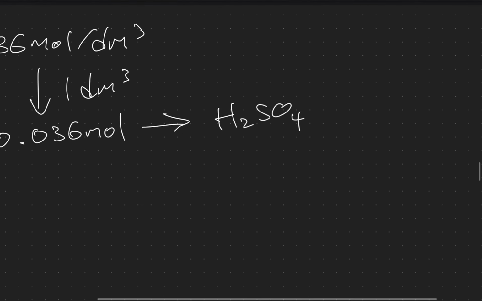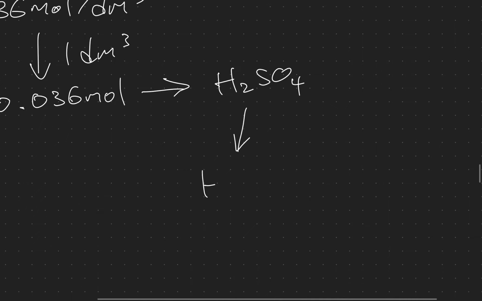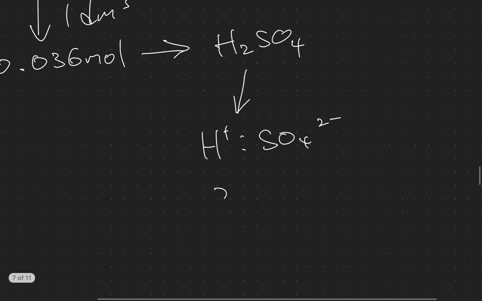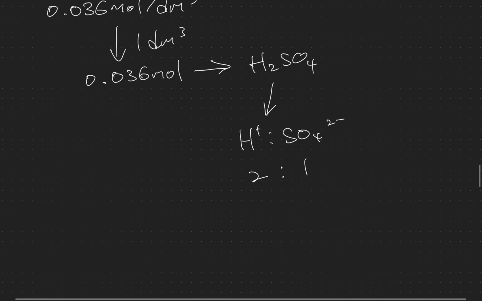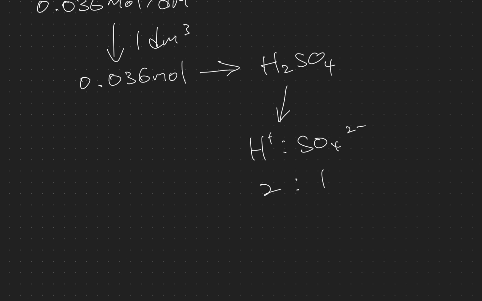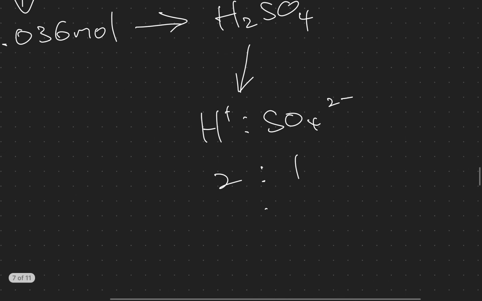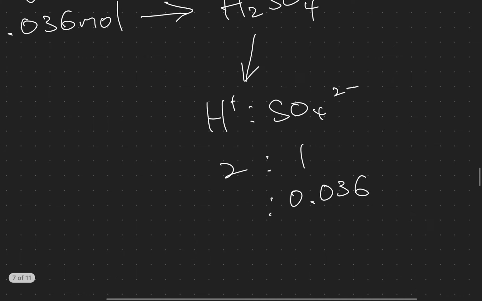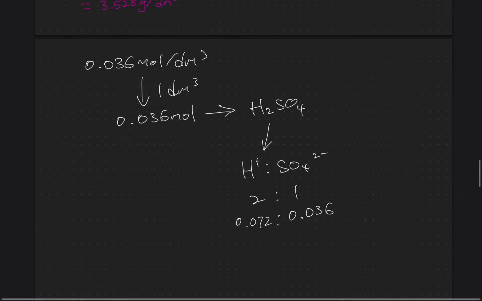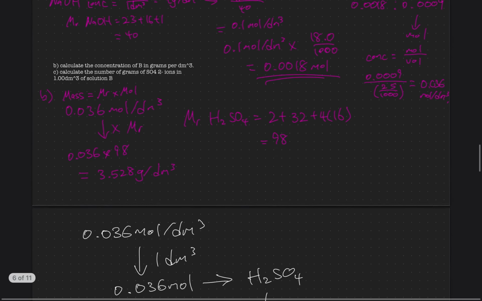Okay, so sulfuric acid is composed of hydrogen ion and sulfate. So the ratio here is actually 2 to 1. Since there are 0.036 moles of sulfuric acid, that means for sulfate, there will also be 0.036 moles. For the hydrogen, that will be 0.072 moles.